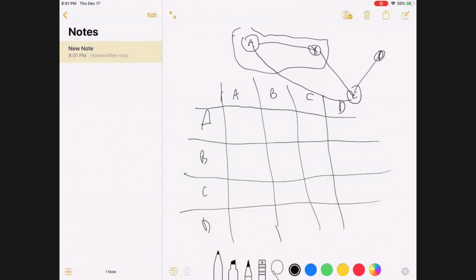So A is not connected to A, obviously, and none of these things are going to be connected to themselves. But A is connected to B, to C, and not to D. B is connected to A. B is also connected to C, not to D. C is connected to everything, and D is only connected to C. So the idea is that this is a very usable format for computers because it's all numbers. You can think of this as an array of arrays, for example.